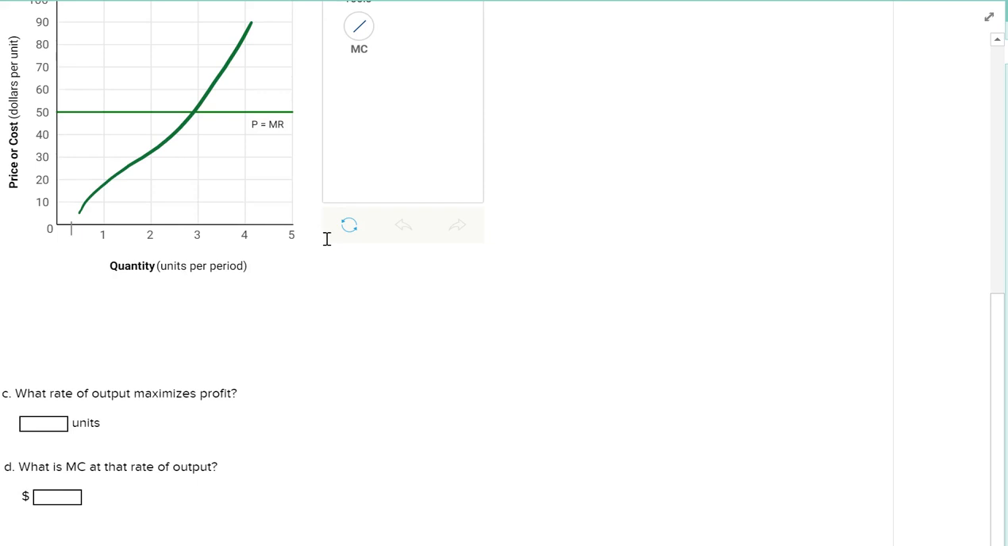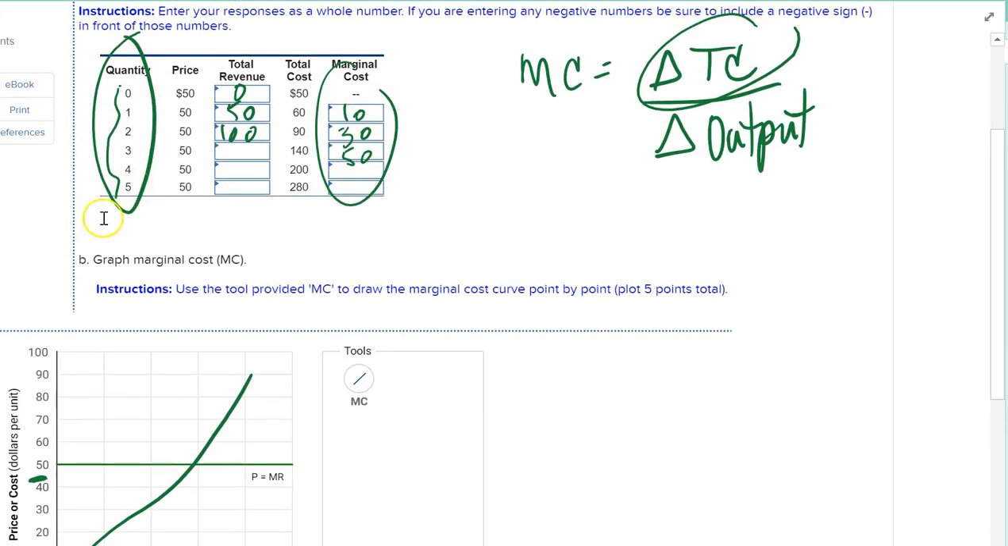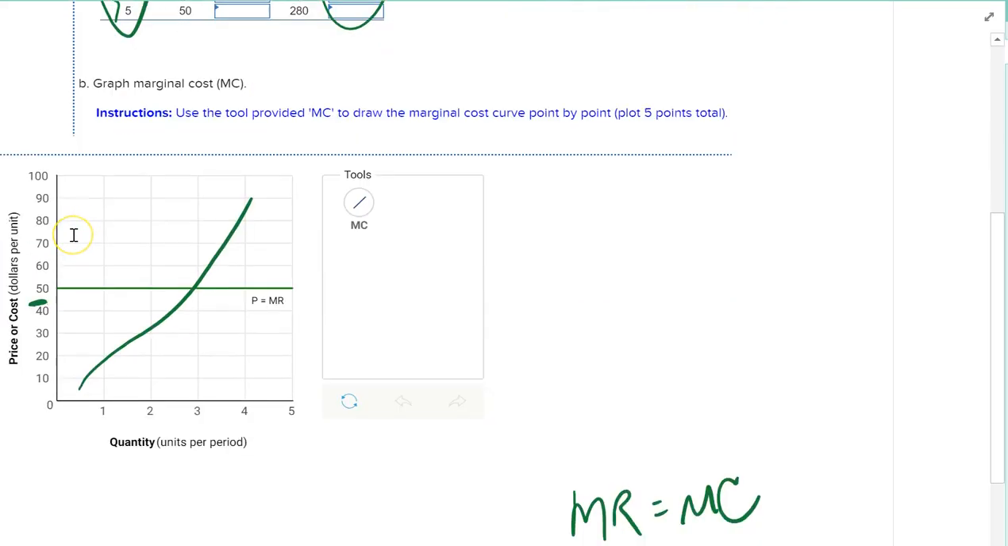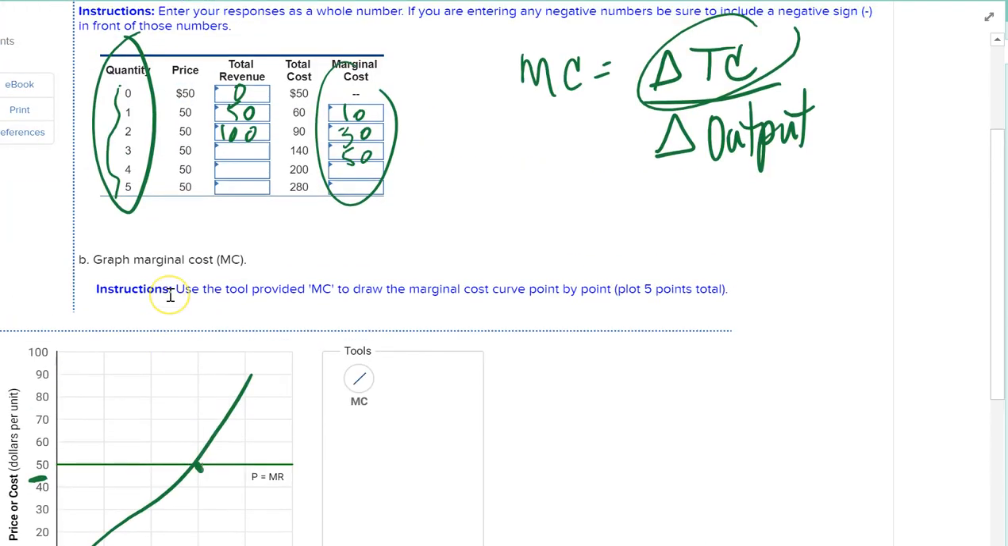C asks us to find that maximizing output decision, and that is MR equal to MC. Well, they've told us that the marginal revenue, the price, is $50. So the question is, where does marginal cost equal $50? Well, you've already seen it in the chart here. So it should show up on your graph, and I may have accidentally graphed it right. Look at that, I just kind of magically did, but didn't mean to. But you can also see in the chart that $50 is right here at 3 units of output.